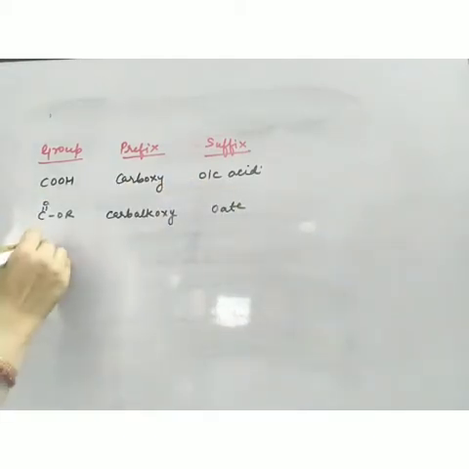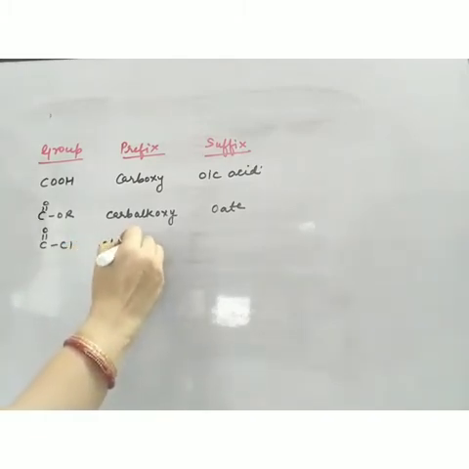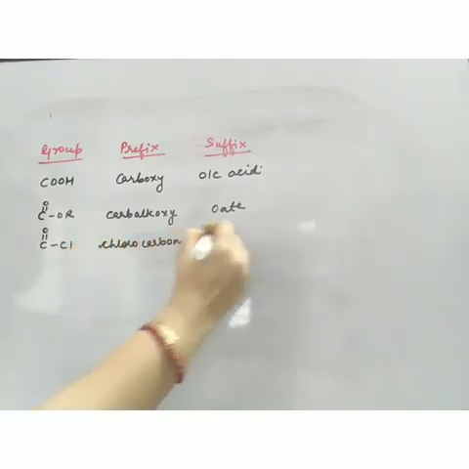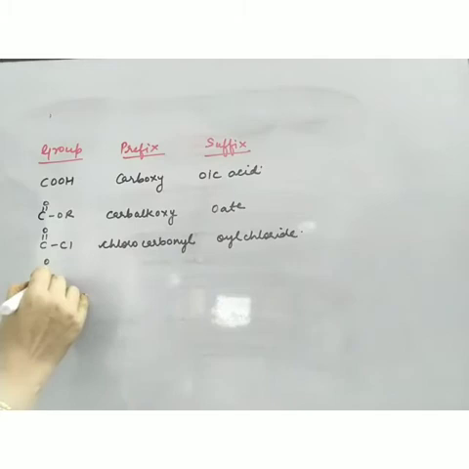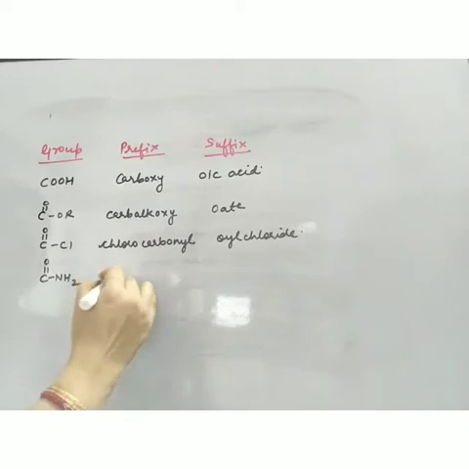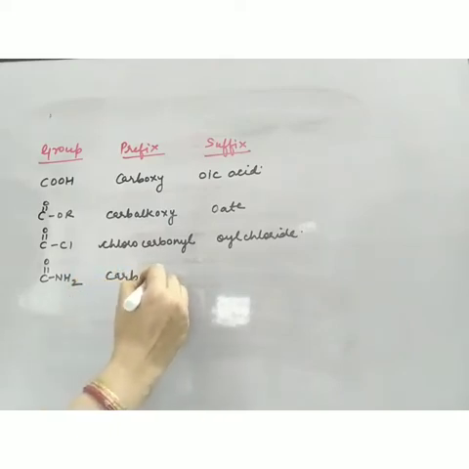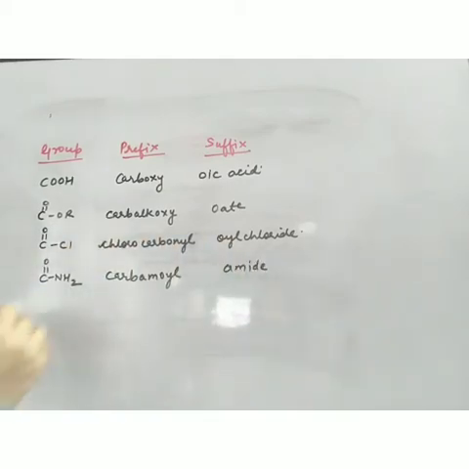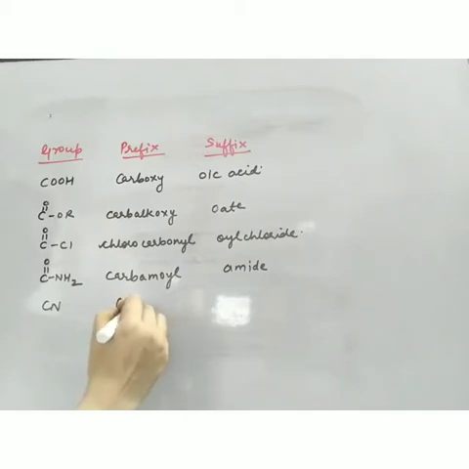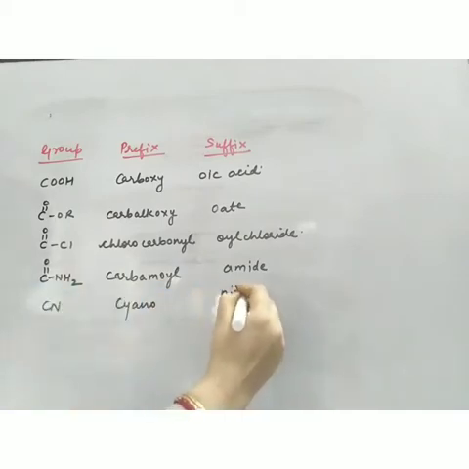The next is acid chloride, COCl. The prefix is chlorocarbonyl and the suffix we know is oyl chloride. Now this is another acid derivative, that is acid amide. The prefix is carbamoyl and the suffix is amide itself. Now the next is the nitrile group. The prefix is cyano and the suffix we know is nitrile, the only suffix which starts with a consonant.